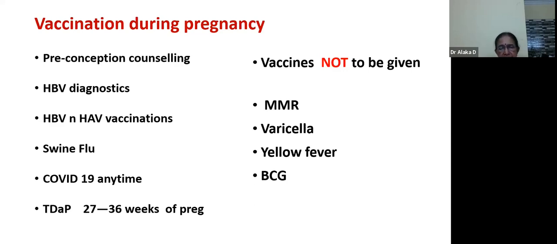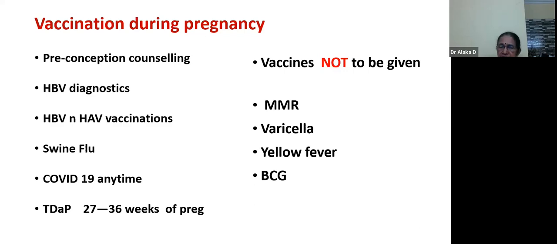And Tdap. Now, tetanus we were giving during pregnancy to protect the mother as well as against neonatal tetanus. But now they also advocate diphtheria and pertussis vaccine between 27 and 36 weeks of pregnancy. And why so? Because the antibodies produced in the mother will protect the newborn in the first 3 months of life. The newborn's immune system becomes mature by 3 months, and then we start our immunization program. But during the first 3 months, the child will be protected by the mother's antibodies, and therefore the mother should be vaccinated with tetanus, diphtheria, and pertussis in the 27 to 36 weeks of pregnancy.